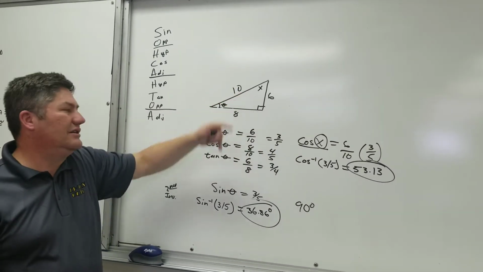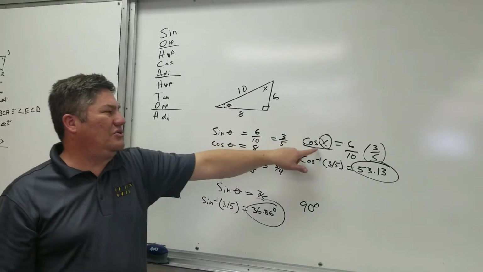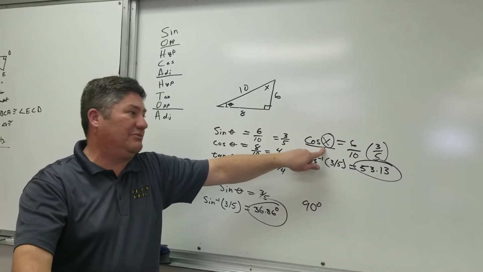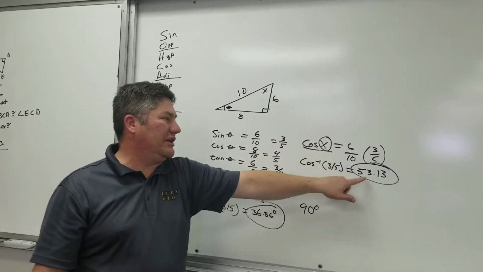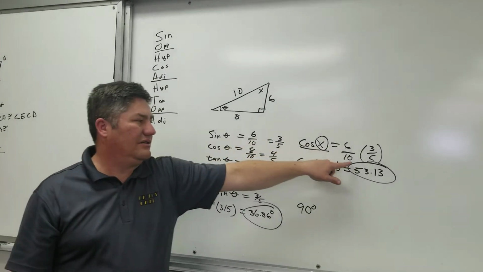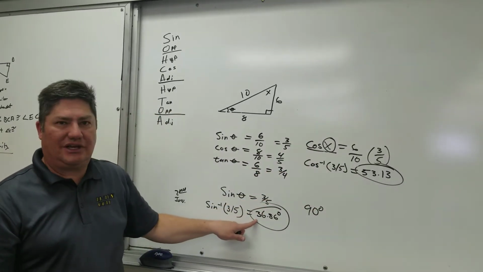90 degrees. Notice that the sine of an angle and the cosine of its complement, meaning the angle that would add to 90 with it, are always the same values, 6/10, 6/10. Those values are the same. And this cosine is the complement of the sine.